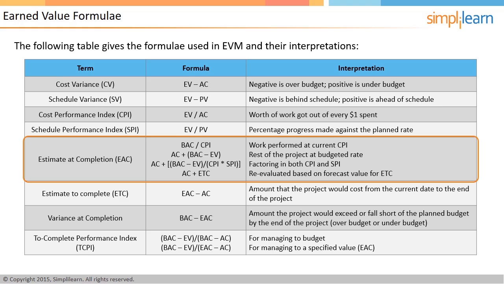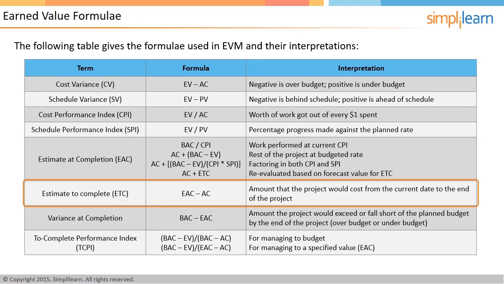AC plus BAC minus EV divided by the product of CPI and SPI is used if you want to factor in the impact of the cost as well as schedule variances. AC plus ETC is used if you want to re-evaluate the project based on a forecast value for the estimated cost of the remainder of the project. The next parameter is estimate to complete, or ETC, which is the cost of the project from this point to the end.